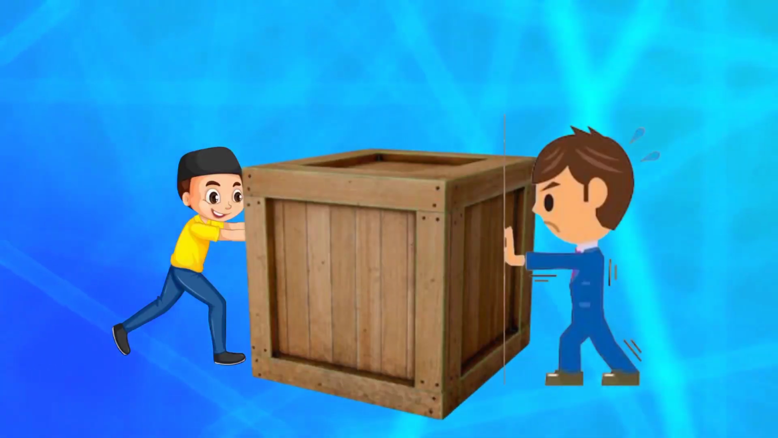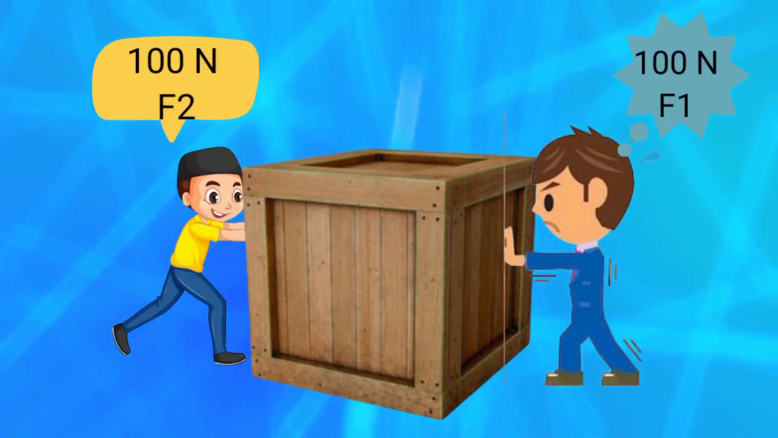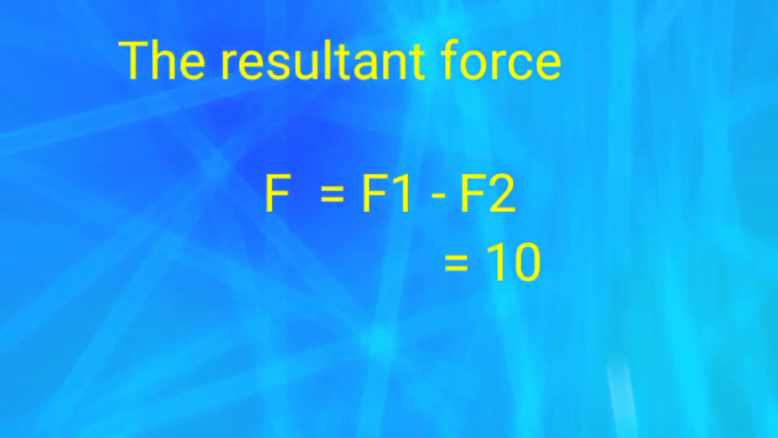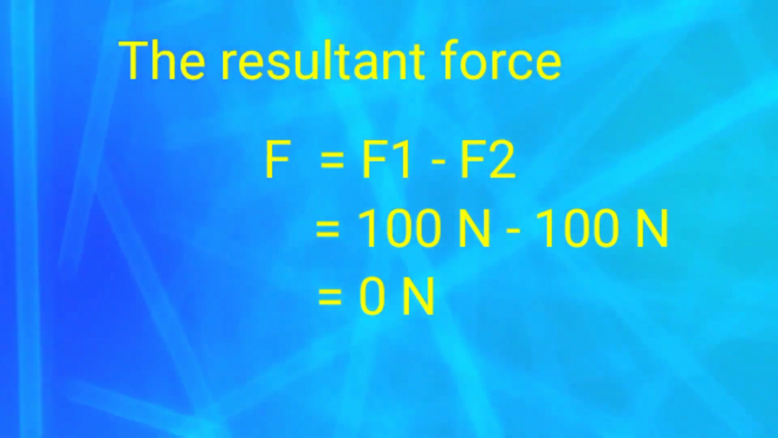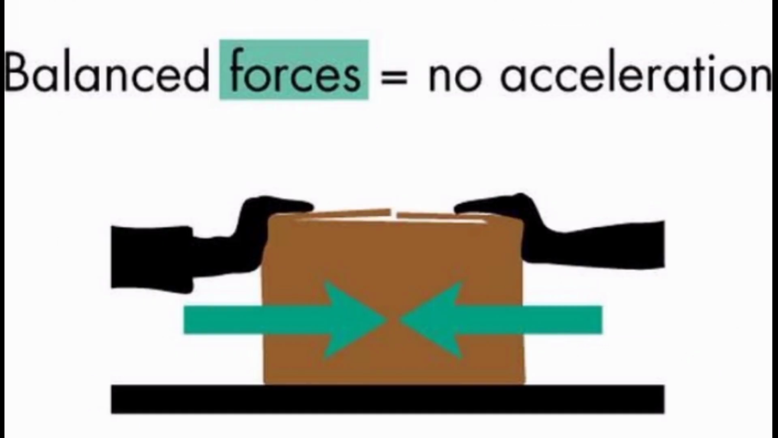Third situation. Now, you and your friend are pushing the box in the opposite direction but with an equal force, that is 100 Newton each. The resultant force is equal to F1 minus F2, that is equal to 100 Newton minus 100 Newton equals 0 Newton. So, we can conclude that when two equal forces act on an object in the opposite directions, the resultant force becomes 0 and the object does not move. Such type of forces are said to be balanced forces.